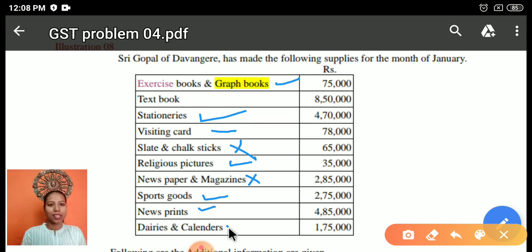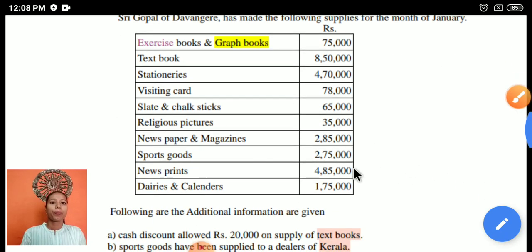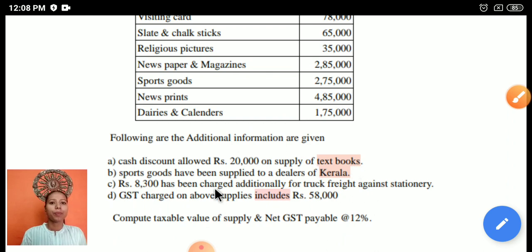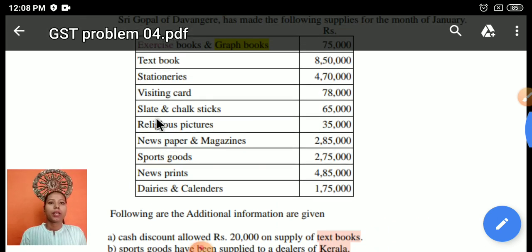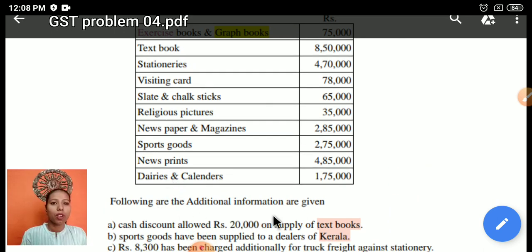Diaries and calendar taxable. Out of this supply, only textbooks, slate, chalk sticks, newspaper and magazines are tax free. Now come to some additional information given here. Cash discount allowed rupees 20,000 on supply of textbook. Textbooks are exempted and the discount also will not be considered here. No need to consider this adjustment.